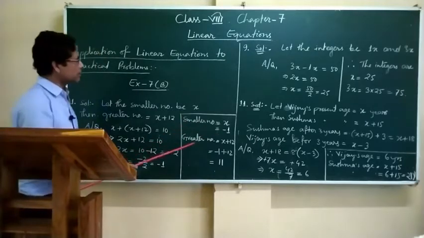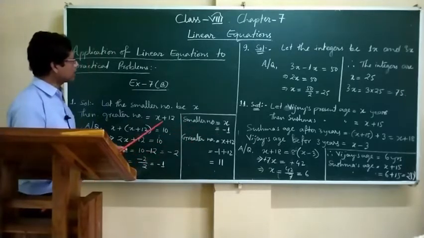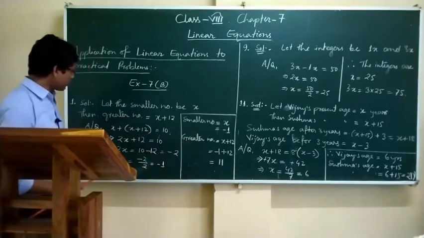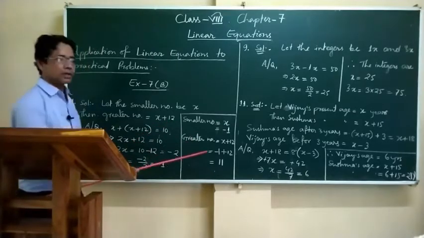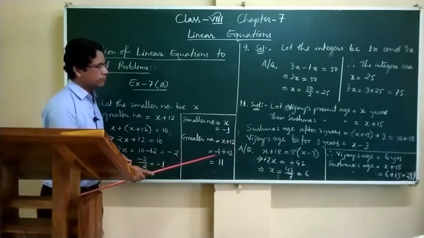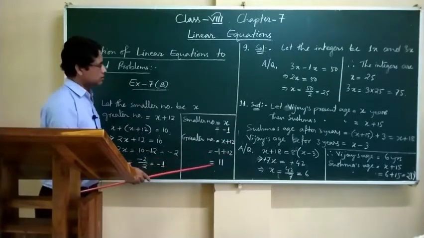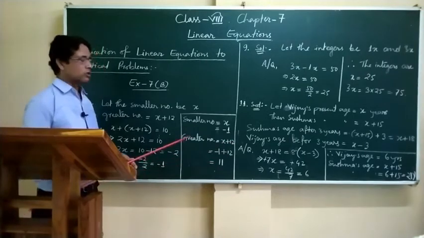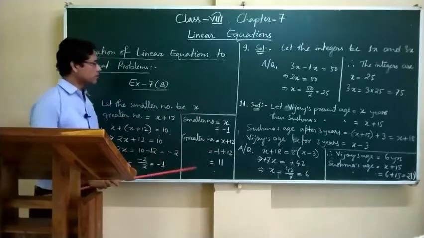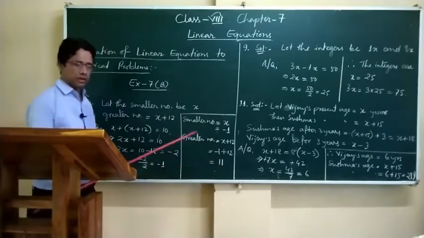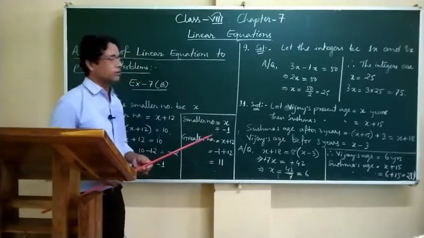And then the greater number, what we have taken is x plus 12. So what is the value for x? Minus 1. That means x plus 12 becomes minus 1 plus 12, which equals 11. So the smaller number is minus 1, the greater number is 11. So this is the solution for this problem.